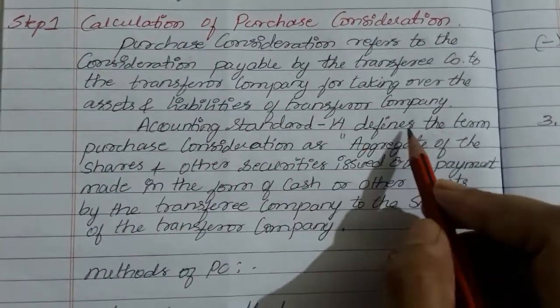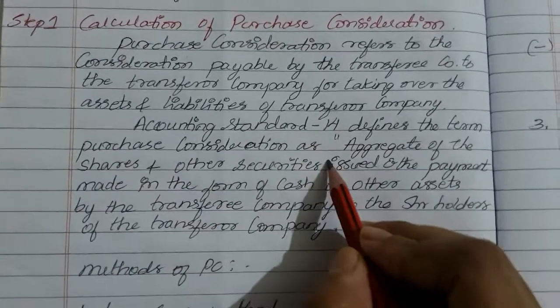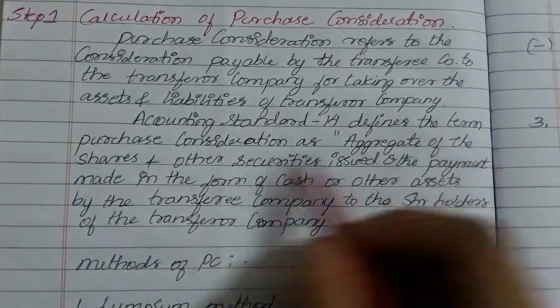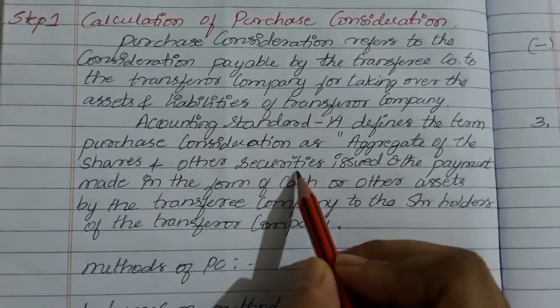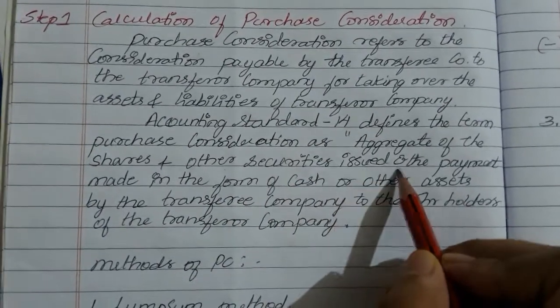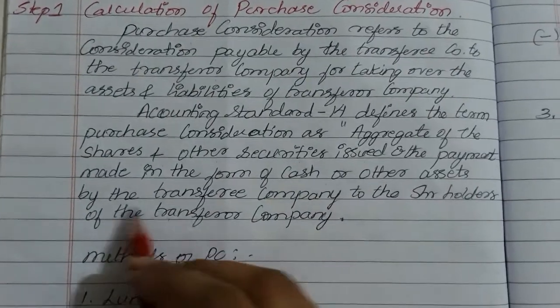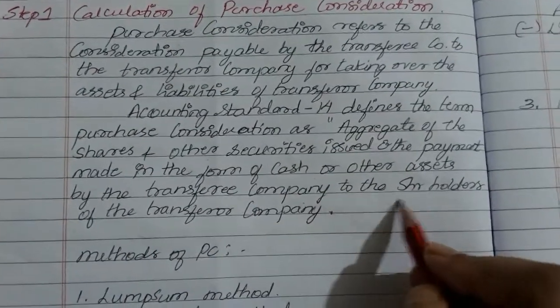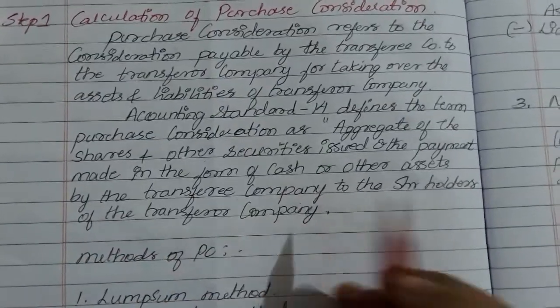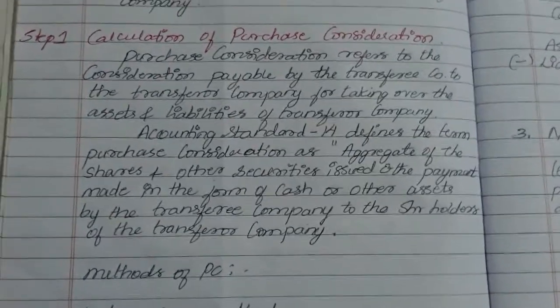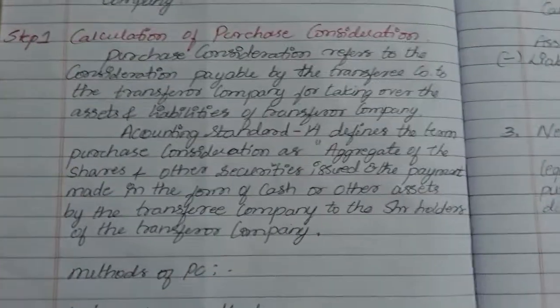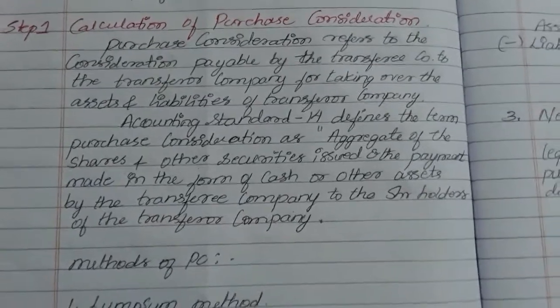Accounting Standard 14 defines the term purchase consideration as the aggregate of the shares and other securities issued and the payment made in the form of cash or other assets by the transferee company to the shareholders of the transferor company. So this is all about the meaning and definition of purchase consideration.